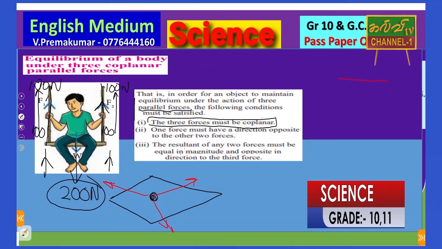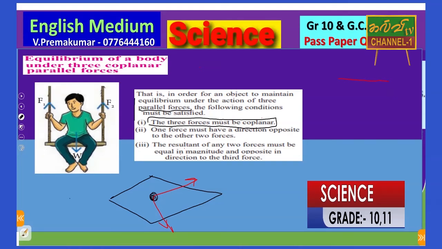One force must have direction opposite to the other two forces. Here I mentioned 200 Newton. If it is 200 Newton, one force must have direction opposite to the other two forces. What is this? This is 100 and this also 100.